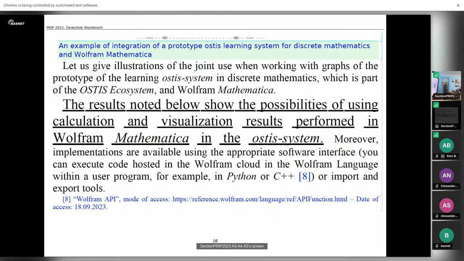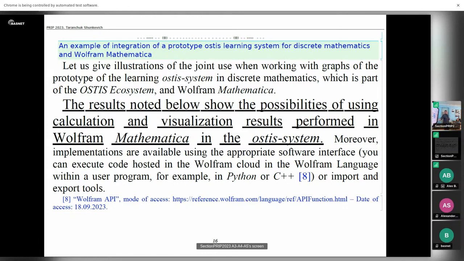As I told, for now we work with the Wolfram Mathematica system and are trying to show our results in the sphere of intelligent systems in discrete semantics. How does it work for now? In the OSTIS learning system, we can describe some graph in SC form, usable for the OSTIS system, and then translate it into the internal representation of Wolfram Mathematica, and solve different problems using our graph.